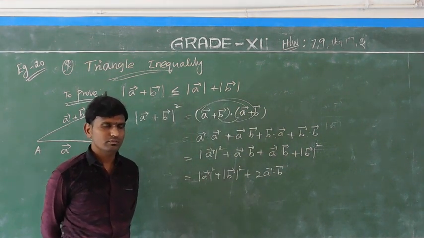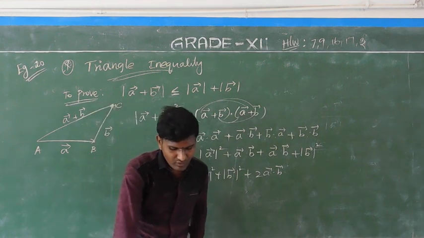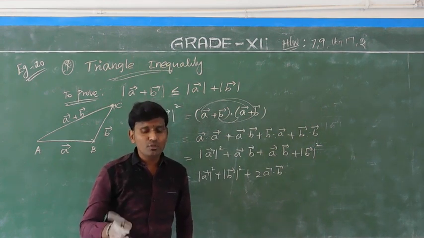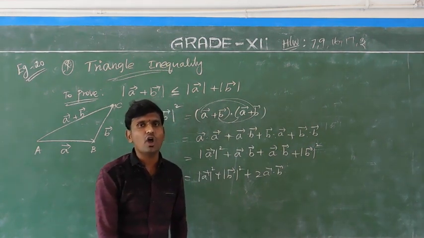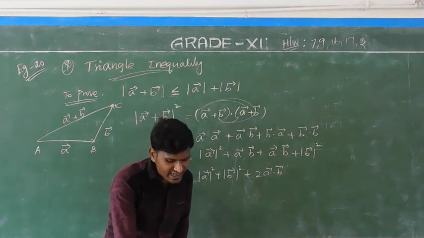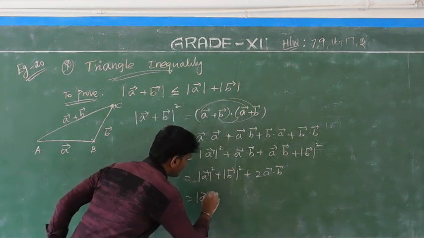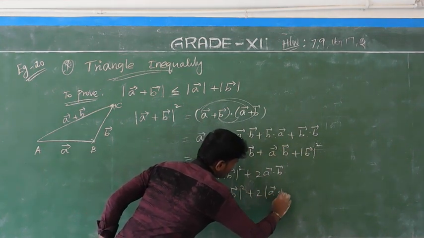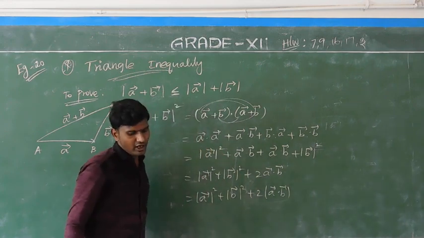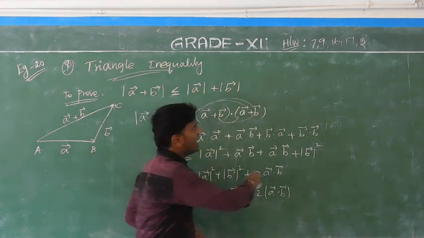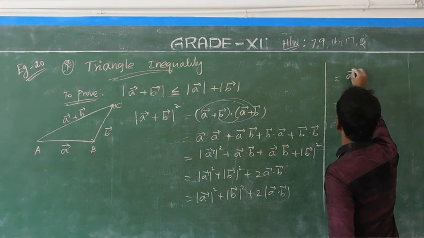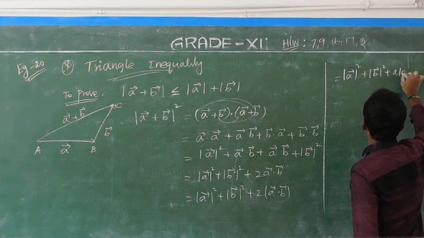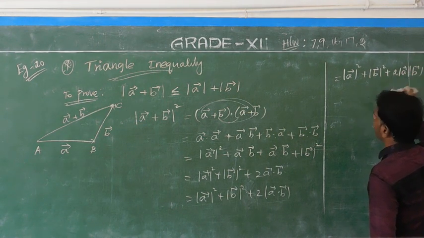Then finally we have to use that already known formula: x is less than or equal to modulus of x, for all x belonging to R, a real number. Use that concept. You have modulus of A the whole square plus modulus of B the whole square plus 2 into modulus of A dot B, which is less than or equal to modulus of A the whole square plus modulus of B the whole square plus 2 into modulus of A into modulus of B, like this.